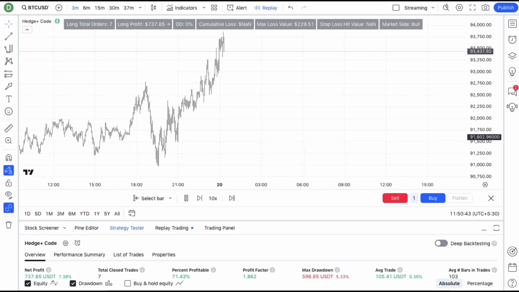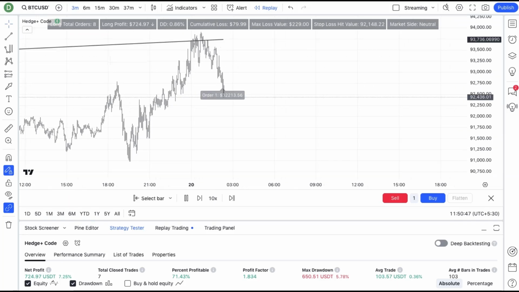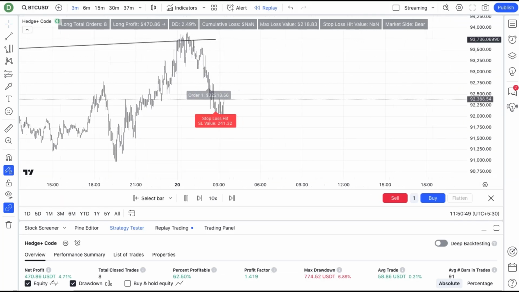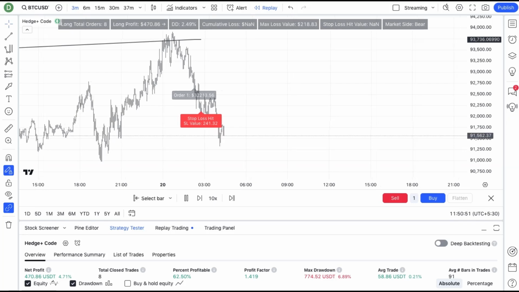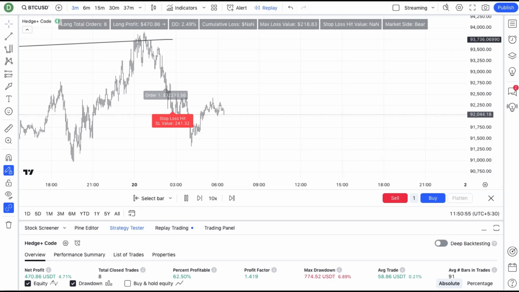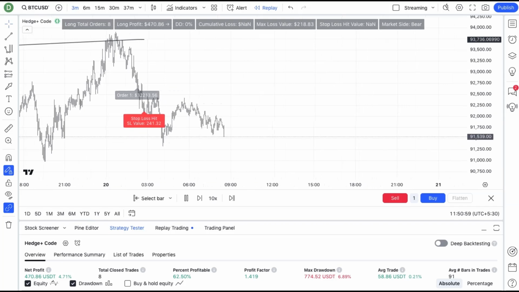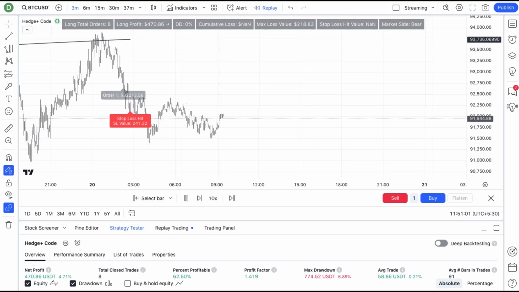The next step is to backtest your strategy. This involves running the code on historical data, so you're seeing how it would have performed in the past. So it's like a dress rehearsal for your trading strategy. You get to test it out in a controlled environment before you go live, before you risk your capital.